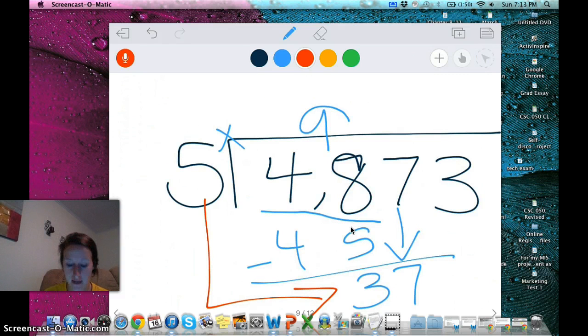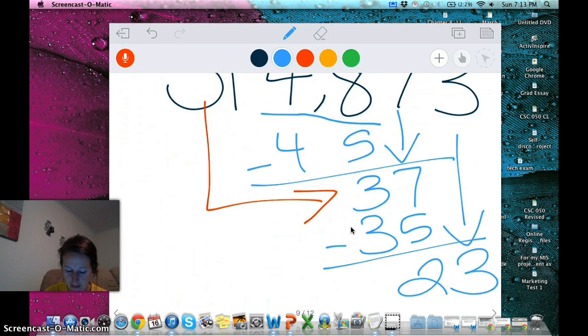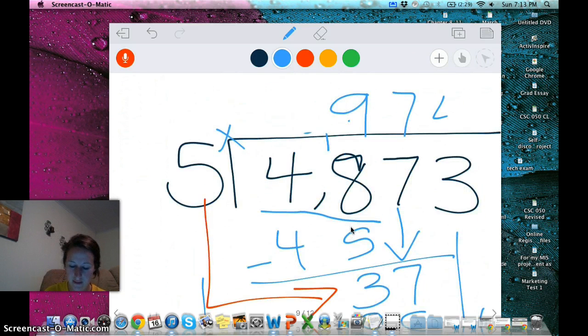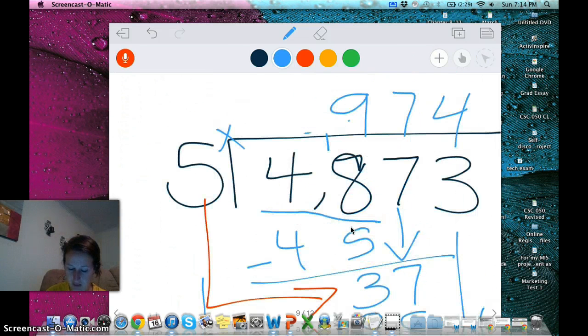So 5 times, and let me rewrite this 9 real quick, because you want to always make sure you get them in the right spot. 5 times 7 will give me 35. When I subtract that, that gives me a 2. I bring down my 3. 5 times what will give me 23 or something close to it? That's a 4. When I subtract, I have 3 left over, so that is my remainder. So my answer should be 974, remainder 3.